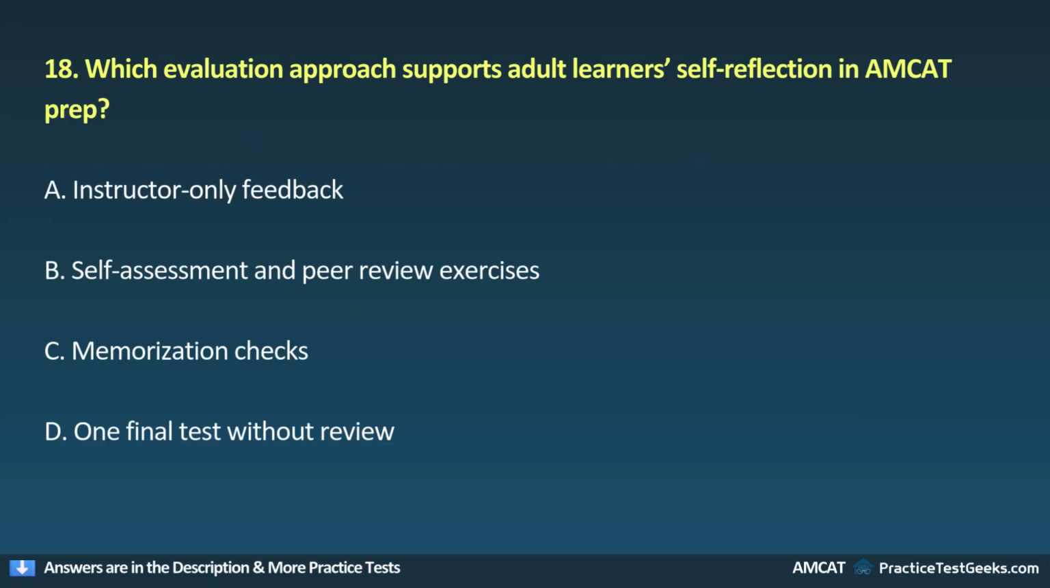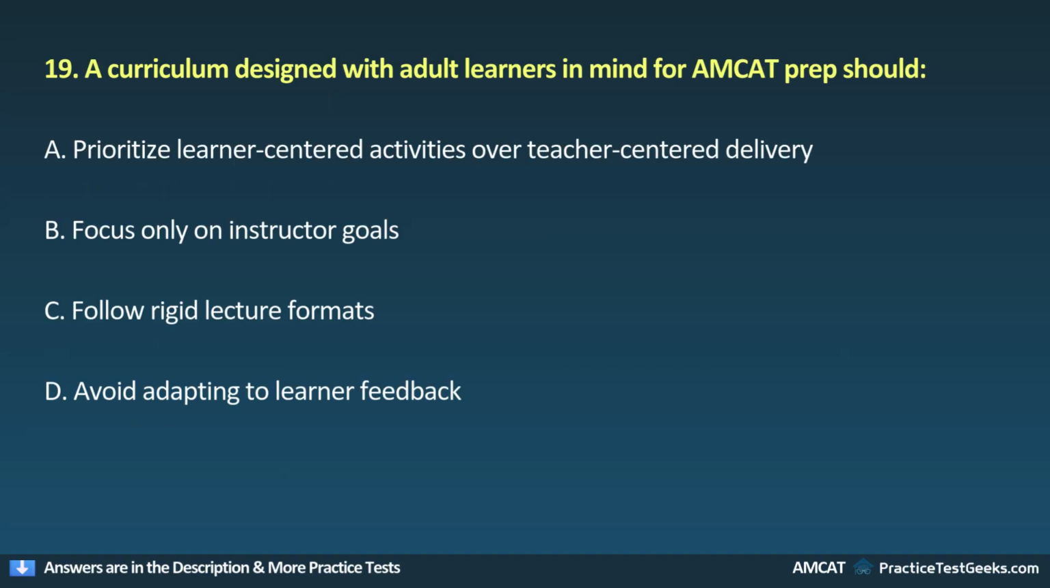18. Which evaluation approach supports adult learners' self-reflection in AMCAT prep? A. Instructor-only feedback. B. Self-assessment and peer review exercises. C. Memorization checks. D. One final test without review.